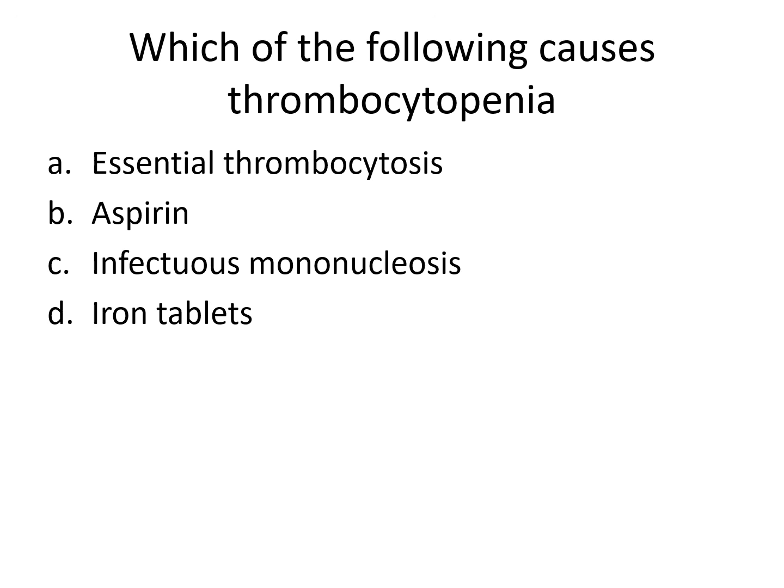Moving on to aspirin, as I mentioned earlier in my slides, aspirin can result in a dysfunction in platelet function, and not in platelet number. So aspirin does not cause thrombocytopenia. Infectious mononucleosis is an infection caused by a virus called EBV, Epstein-Barr virus, and this virus definitely can result in low platelets, as I mentioned in my slides. So infectious mononucleosis is the correct answer. Iron tablets is not true because iron does not cause thrombocytopenia.